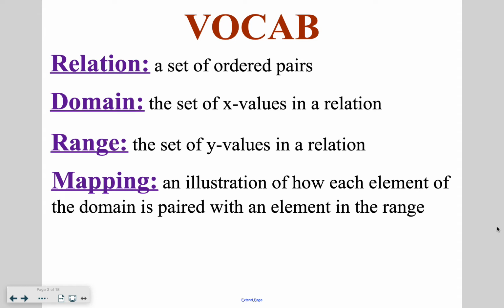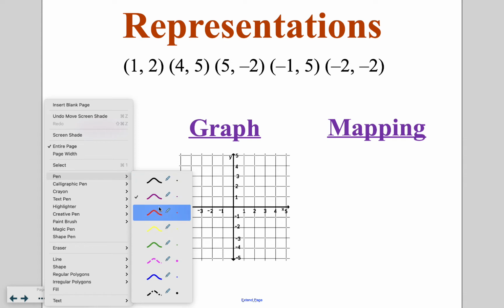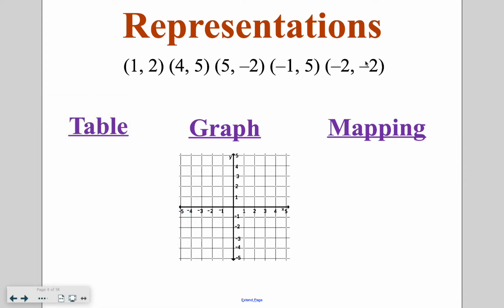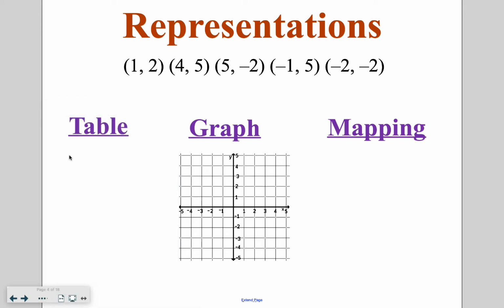A mapping is a visual illustration of how each element in the domain is paired up with an element in the range. So it's a visual way to look at how we get from our inputs to our outputs. There are four main representations of a relation. The first is simply the list of ordered pairs. That's what you are going to see most frequently to start the problem. The next piece, which you are familiar with, is the table.